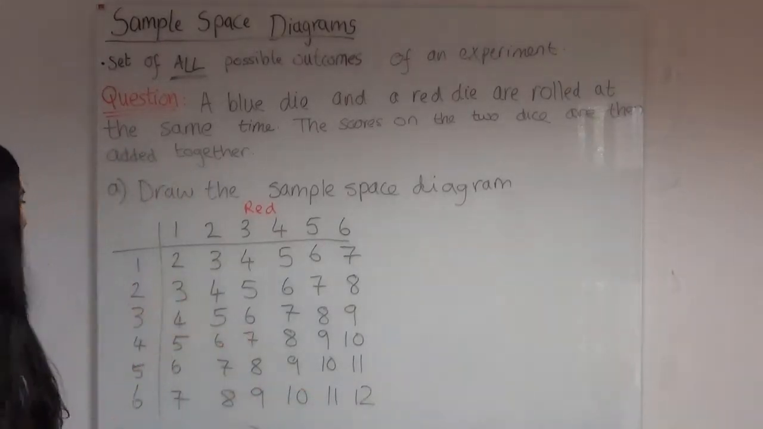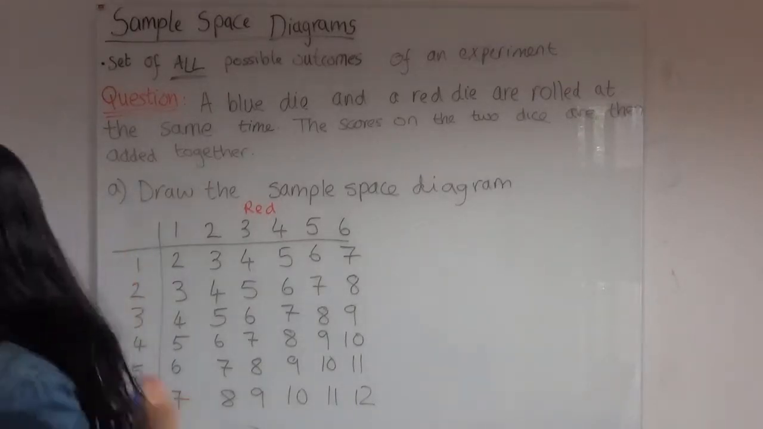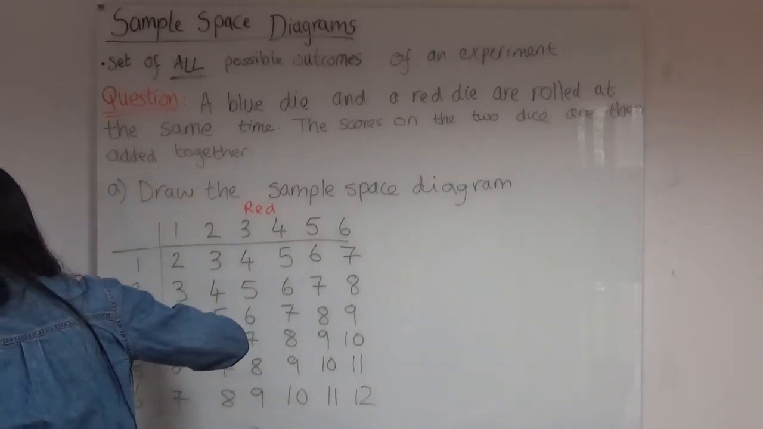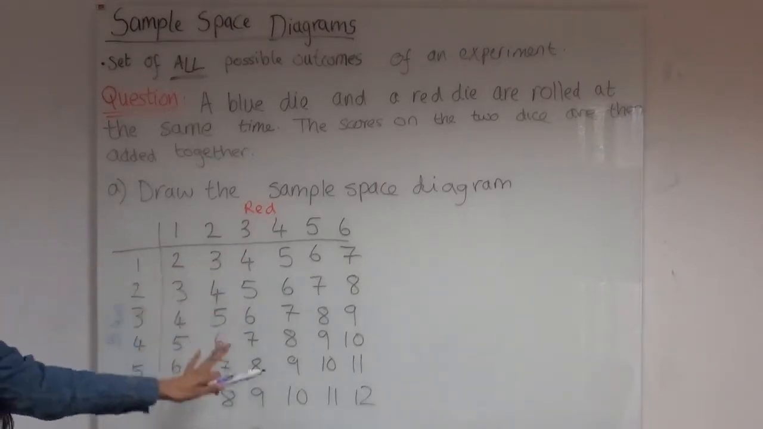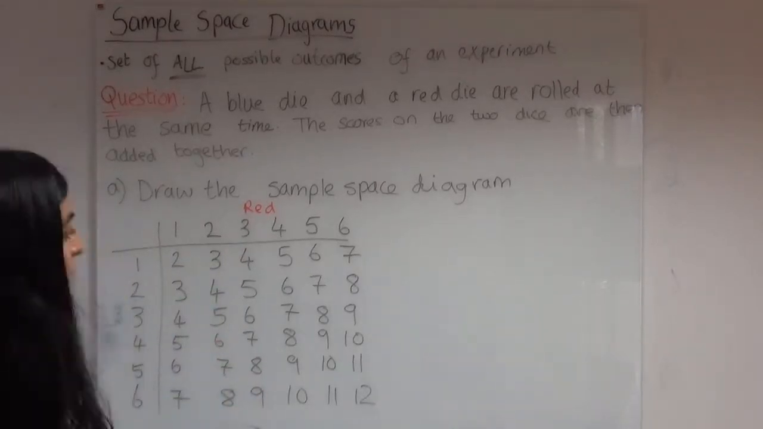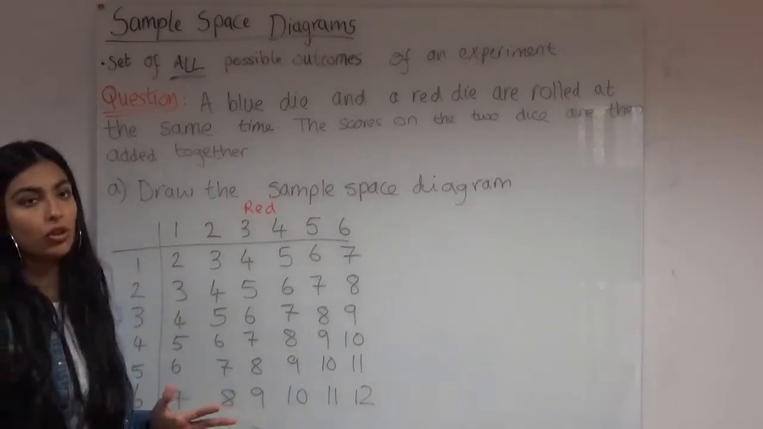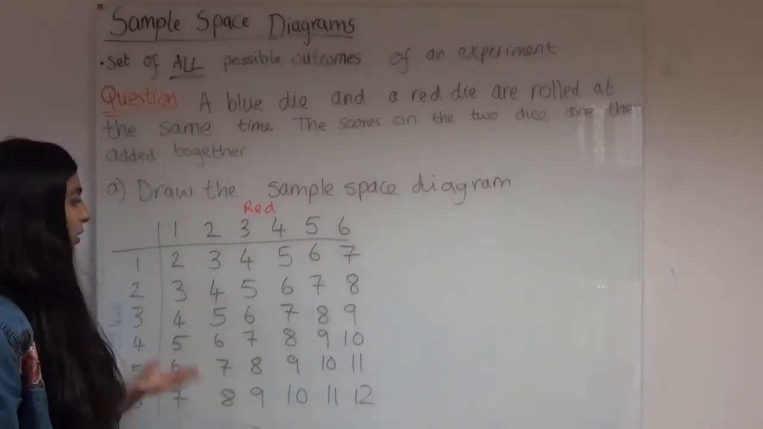Okay, so that is your sample space diagram. And then I forgot to put blue here. So that's your blue outcomes, your red outcomes, and then that is all possible outcomes that can take place when you add the two scores on the red die and the blue die.